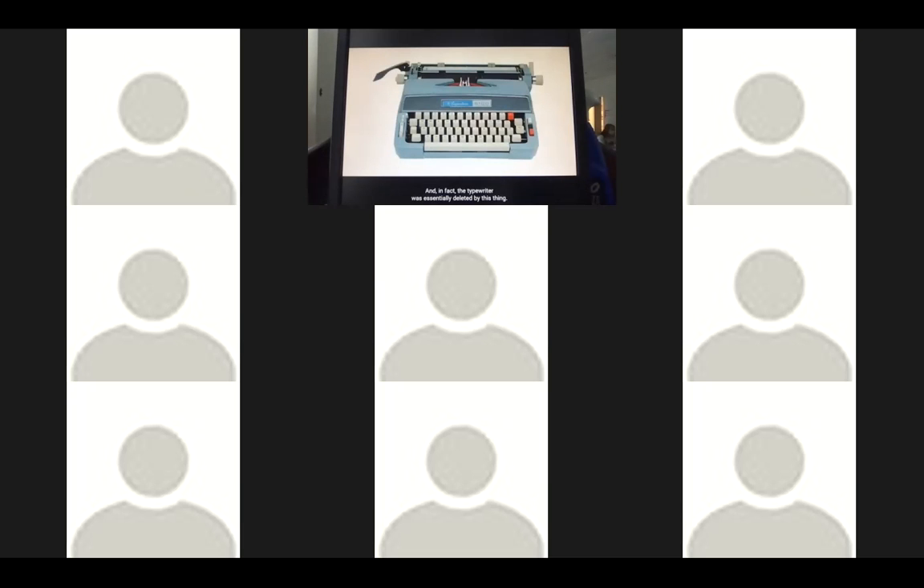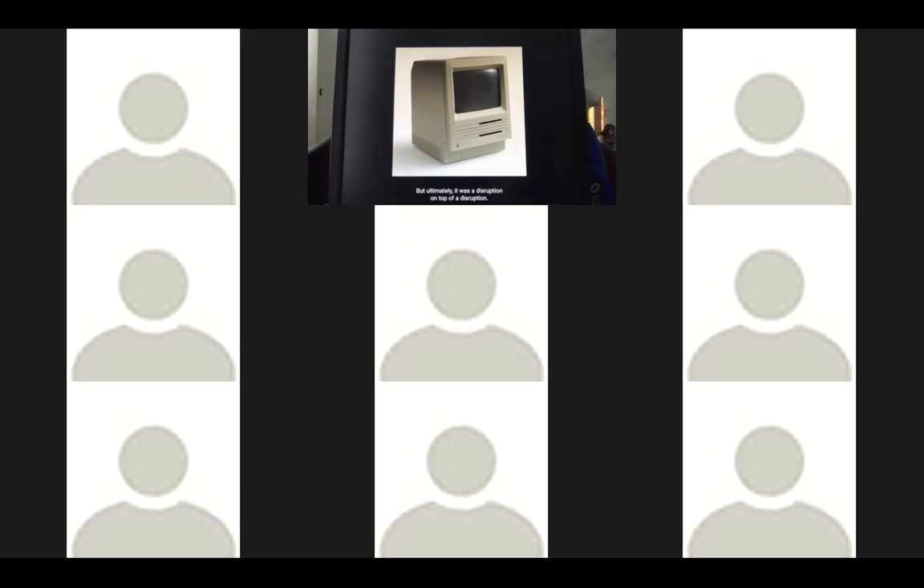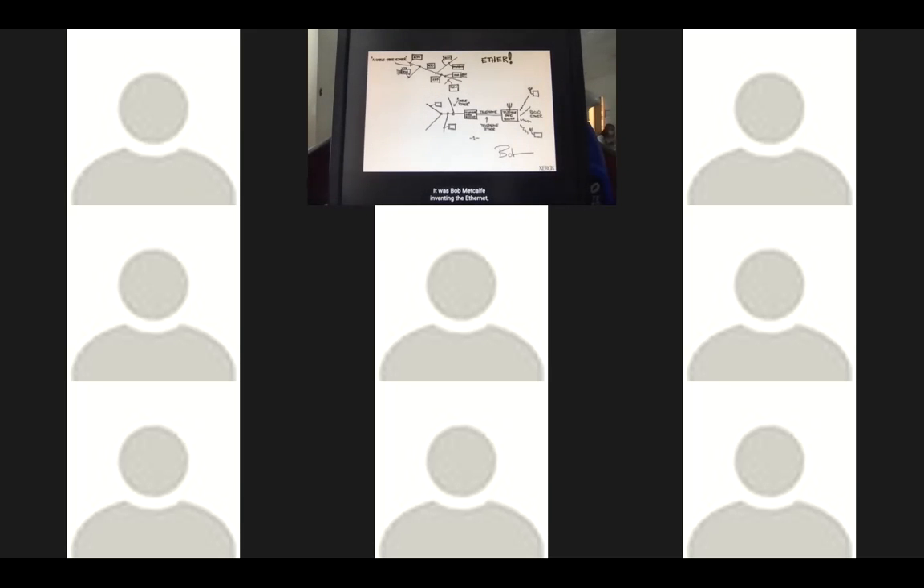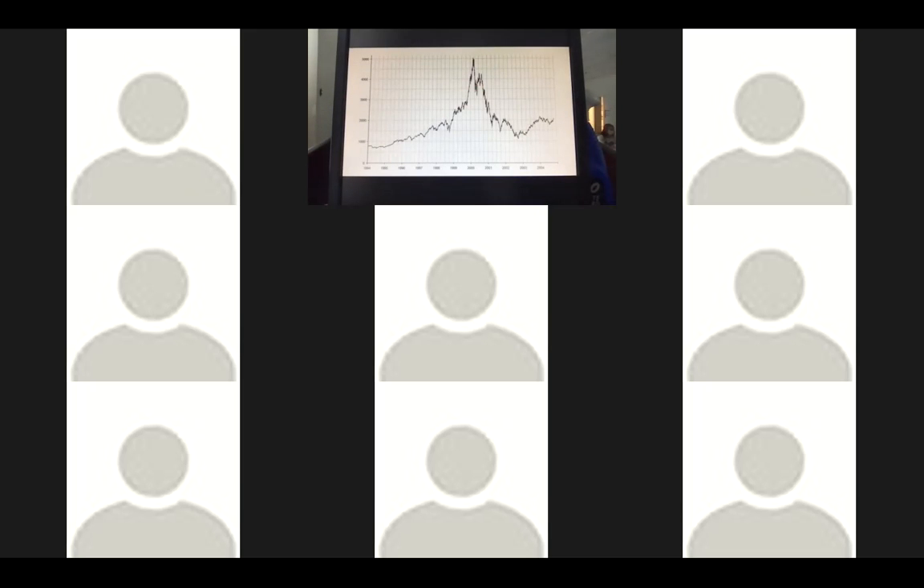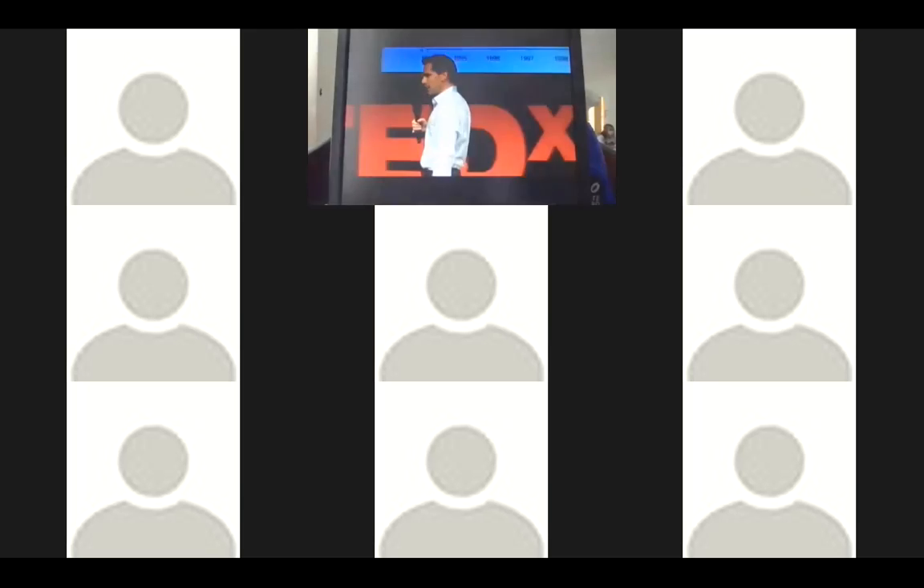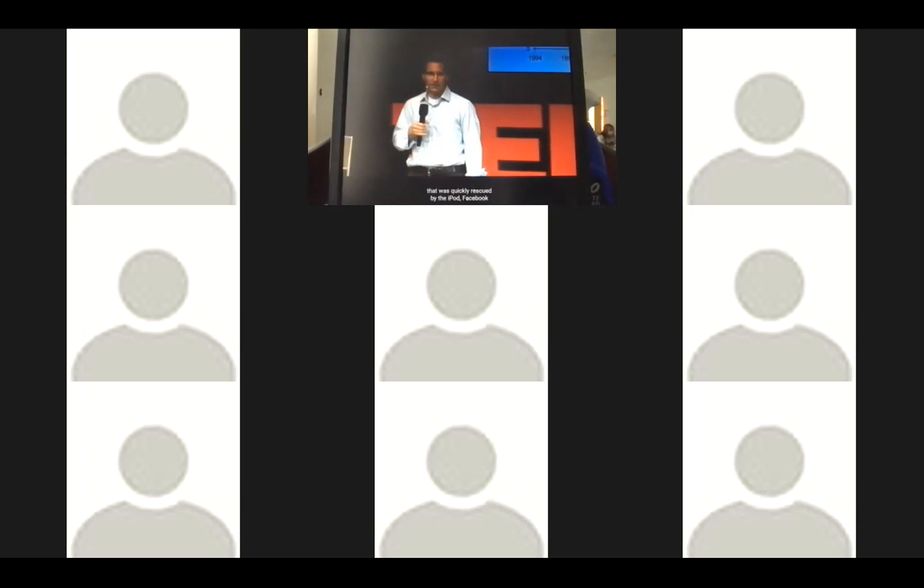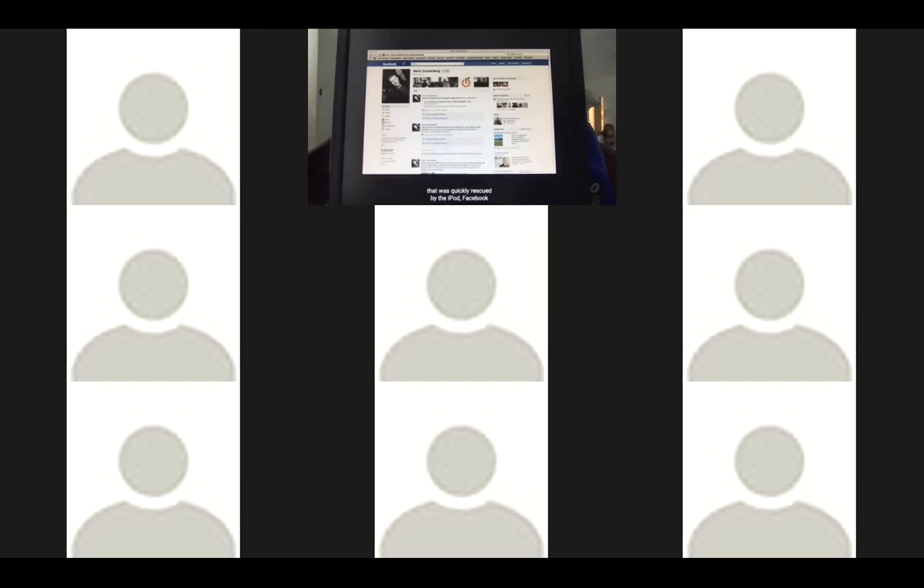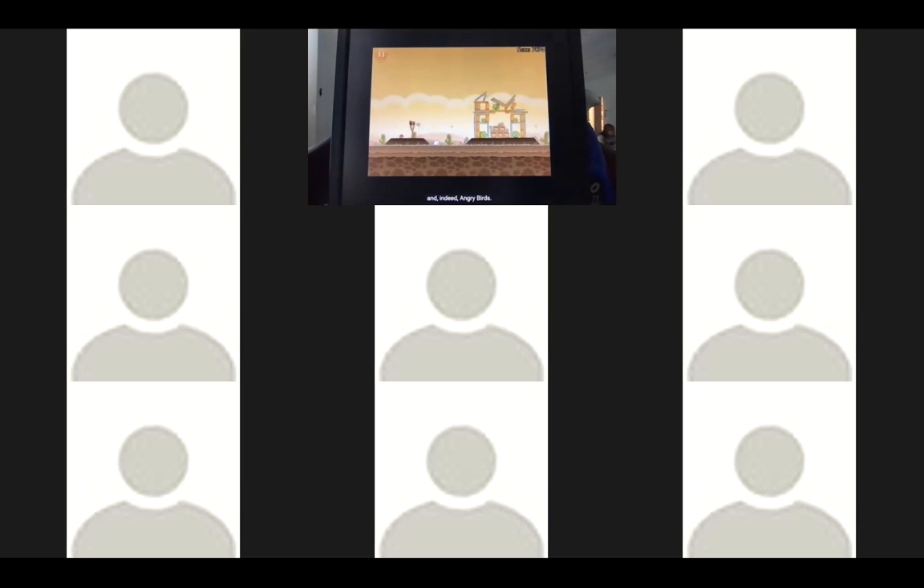This is a typewriter, a staple of every desktop for decades, right? And in fact, the typewriter was essentially deleted by this thing. And then more general versions of word processors came about. But ultimately, it was a disruption on top of a disruption. It was Bob Metcalfe inventing the Ethernet and the connection of all these computers that fundamentally changed everything, right? And suddenly we had Netscape and we had Yahoo and we had indeed the entire dot-com bubble. Not to worry though, that was quickly rescued by the iPod, Facebook, and indeed Angry Birds.